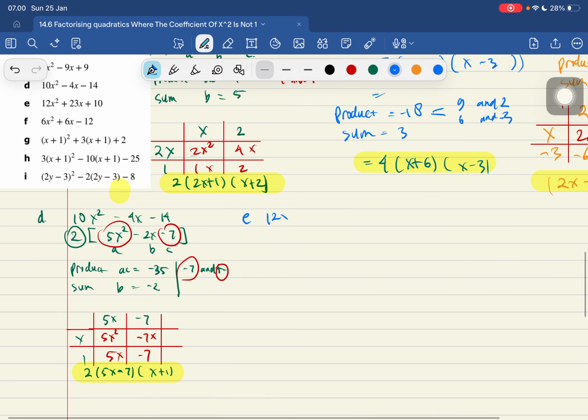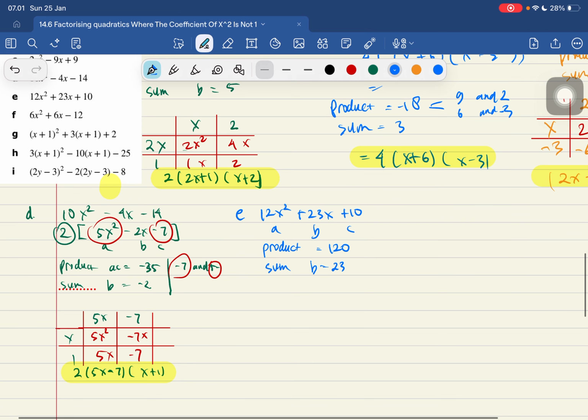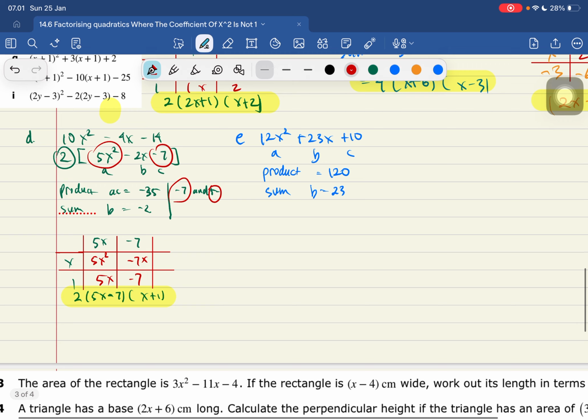Let's continue E. So we got 12x squared plus 23x plus 10. So this is A, B, C. We need to find the product of AC, which is 120, and the sum of B, which is 23. What could be these two numbers? Then we'll just put it into the table.